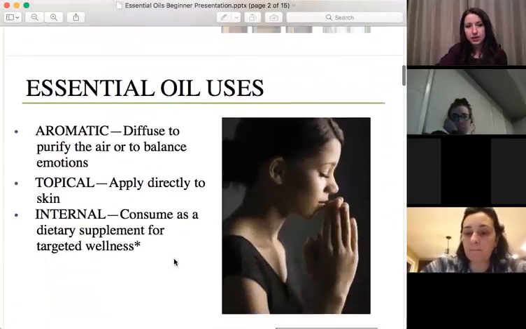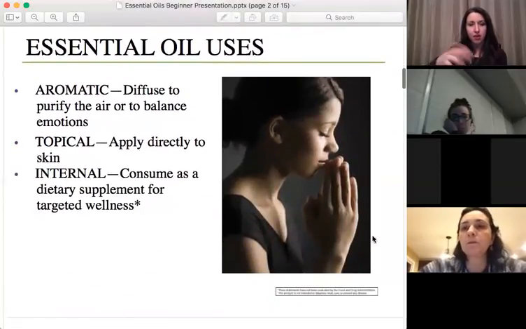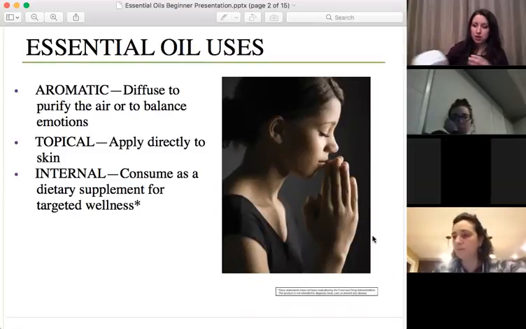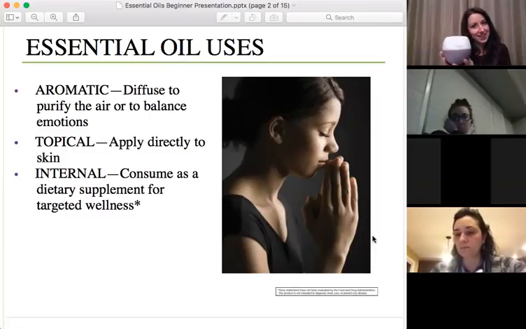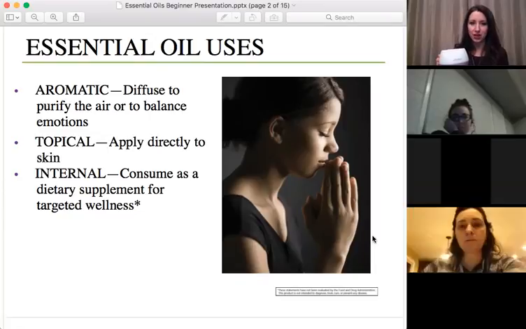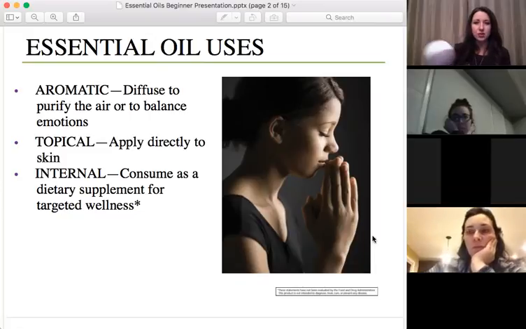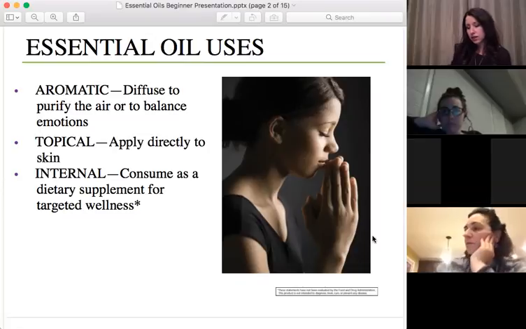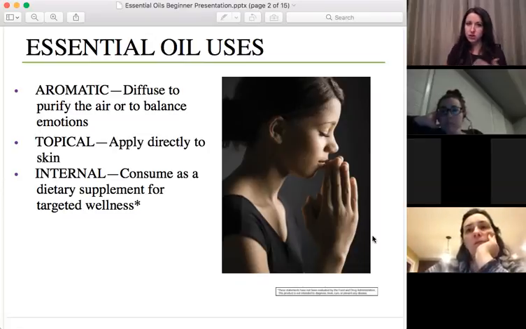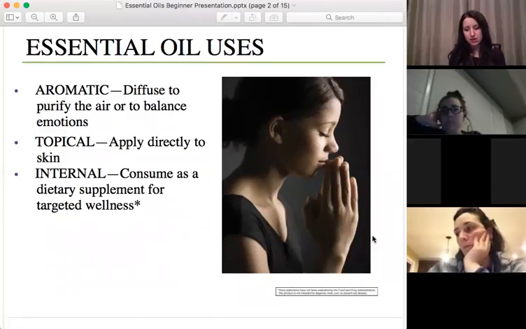The 3 different ways that you can use essential oils are aromatically, where you diffuse them in the air, topically, and internally. When we talk about a diffuser, everybody on the line has some kind of diffuser in their home right now, and it's so simple to use. You can just pour water in and use 3 to 5 drops depending on the size of the room. The diffuser is made to be used specifically with essential oils, different than a humidifier, because they're a different grade of plastic.